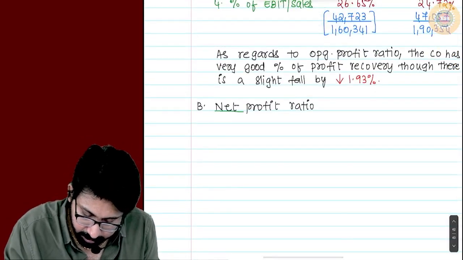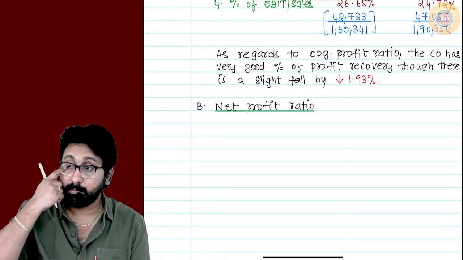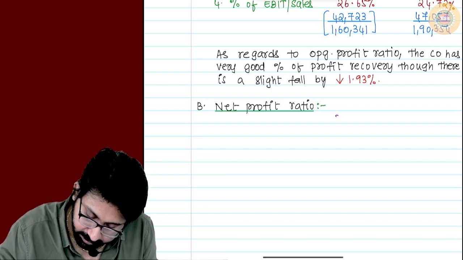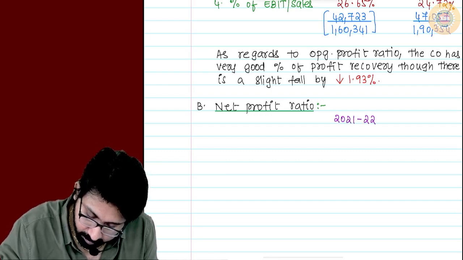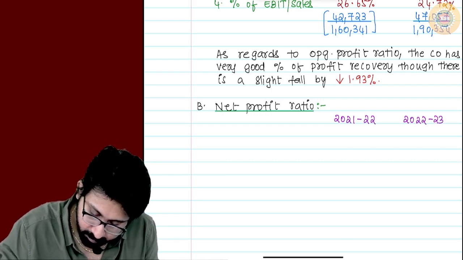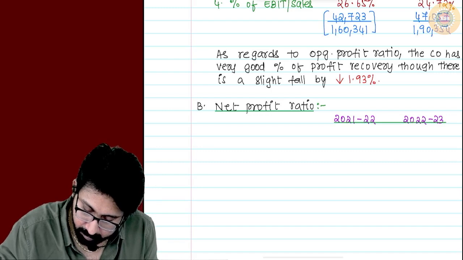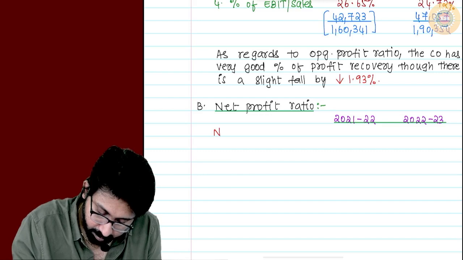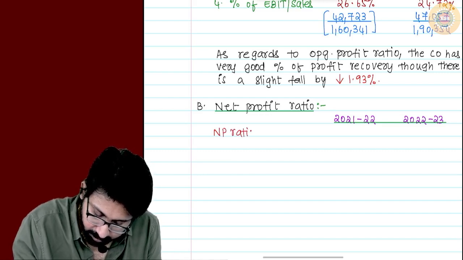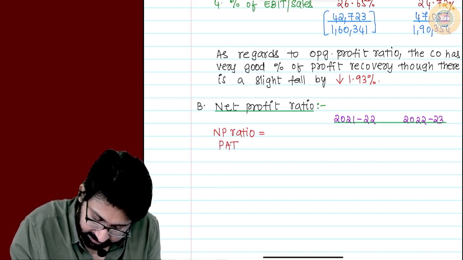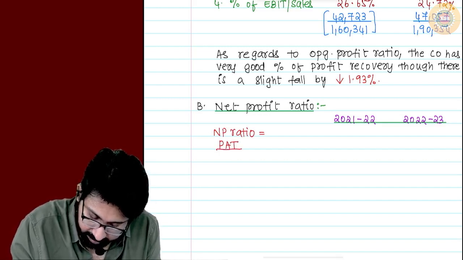Net profit ratio. Over a 2 years period, let us do. Please tell me what is the formula for the net profit ratio? Net profit ratio equal to profit after tax divided by operating revenue.